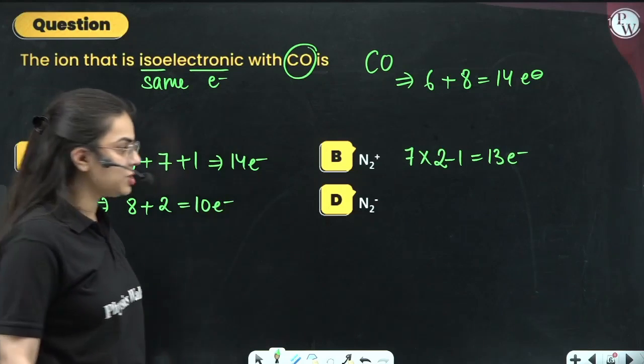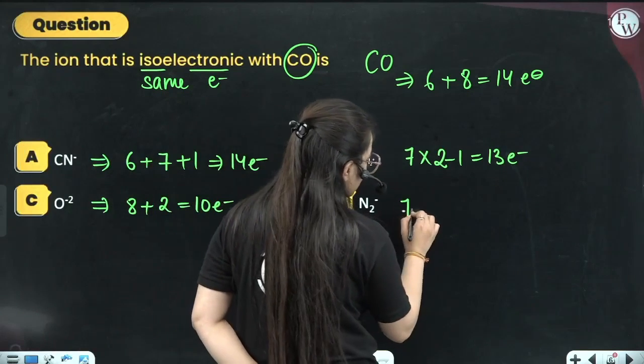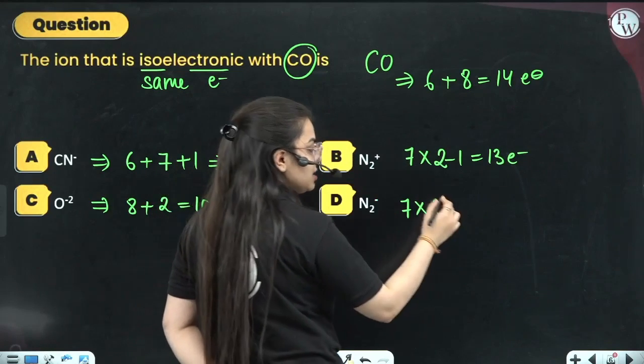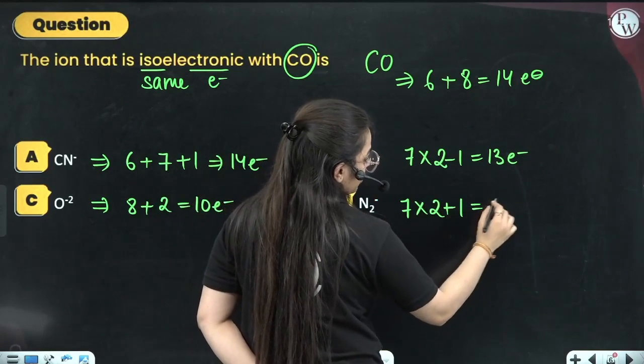Now comes your D option, that is N2 negative. For nitrogen it is 7 electrons. For 2 nitrogen it shall be 14, right? And it is minus 1 written, so we are going to add 1. So it comes out to be 15.